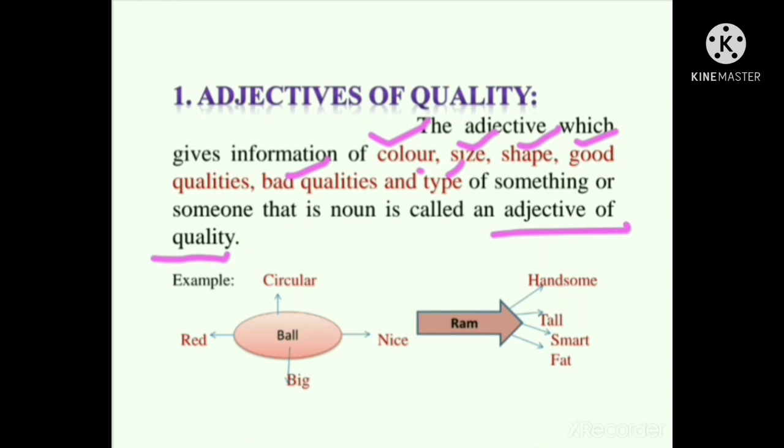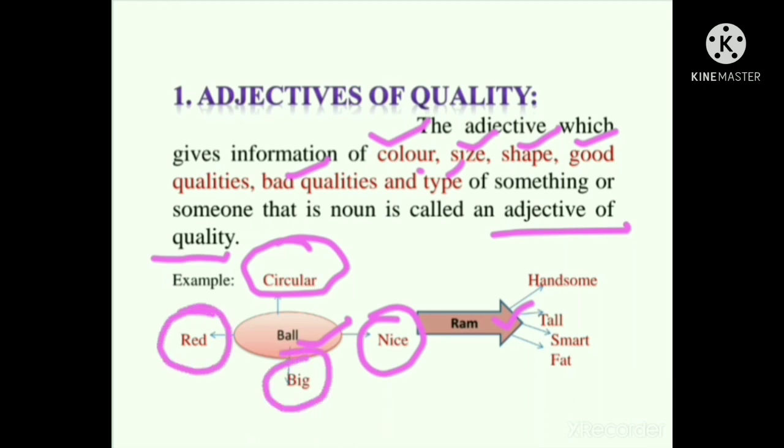For example, see, here I have taken two examples. First one is ball and second one is Ram. Both are nouns. To describe these nouns, to give extra information about them, I have used these adjectives. First one is circular, then nice, then big and red. Means circular ball, nice ball, big ball, red ball. But here what it indicates is circular is the shape of that ball. Nice is the good quality of that ball. Then big, size of that ball, red, color of that ball. And that's why all these are adjectives of quality.